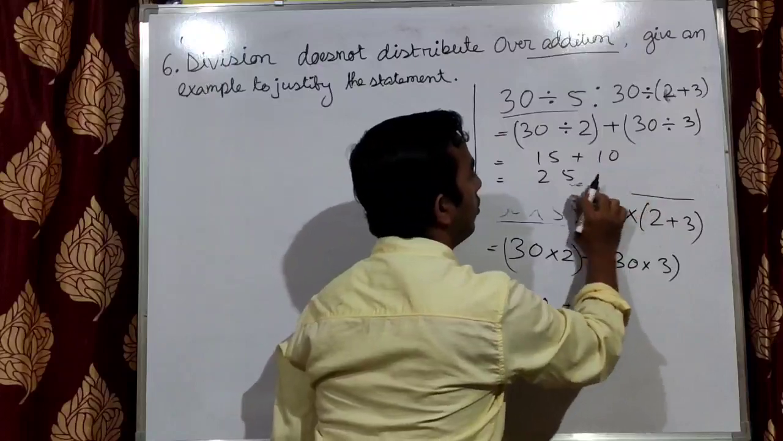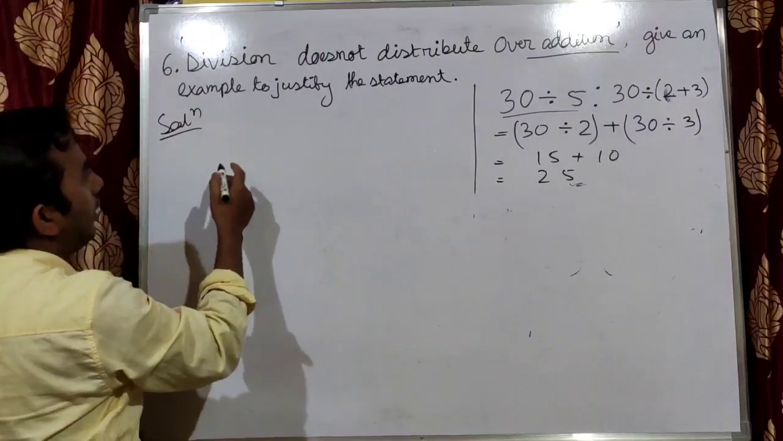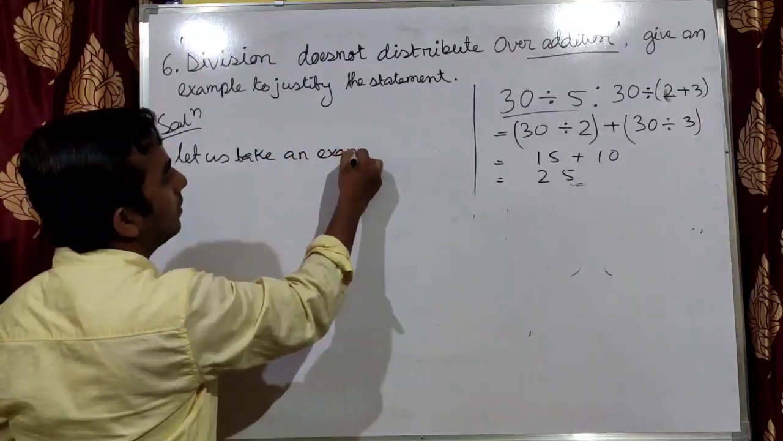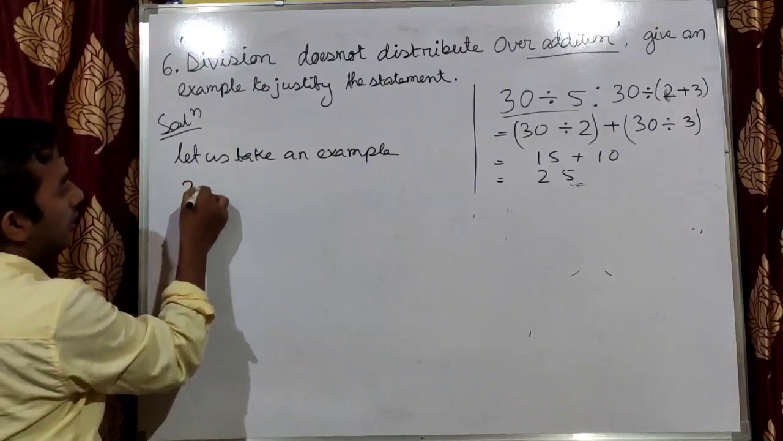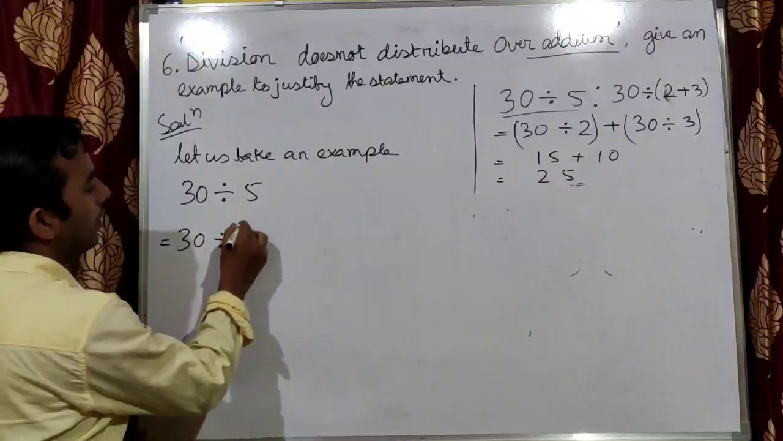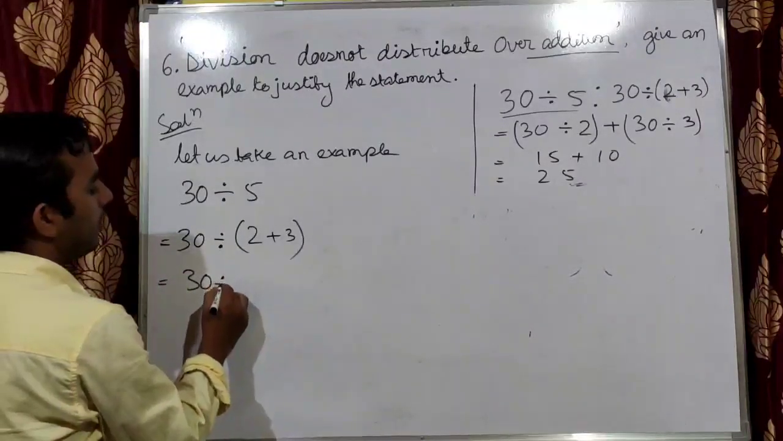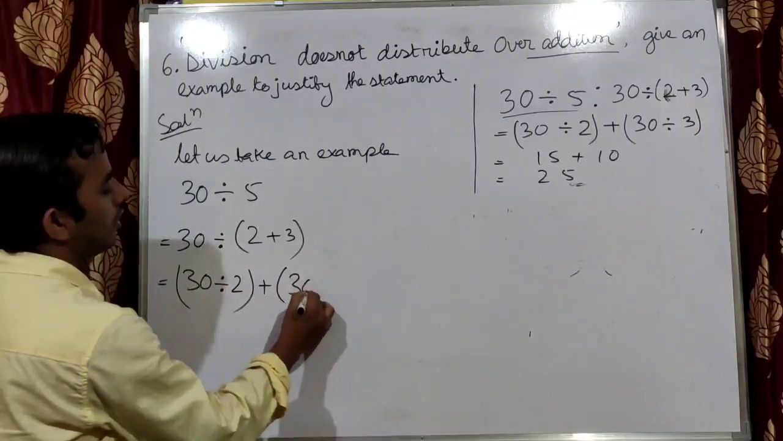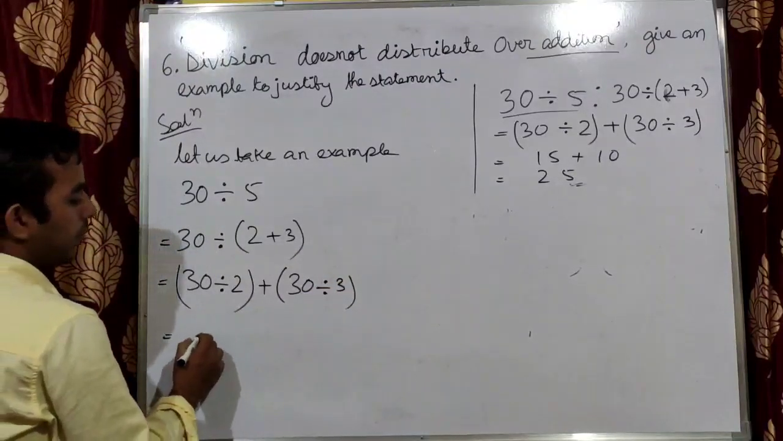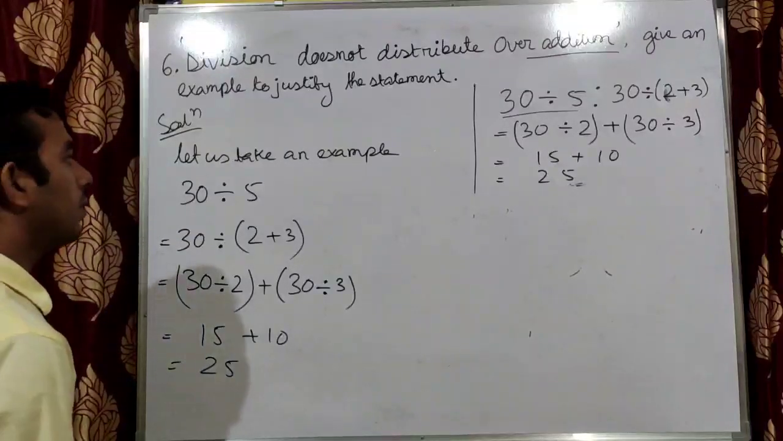So we'll write this example in our solution. First of all, we'll write solution. Then let us take an example: 30 divided by 5. We can write 5 as 2 plus 3. So it will be 30 divided by 2, plus 30 divided by 3. So 30 divided by 2 is 15 plus 10, it is 25.